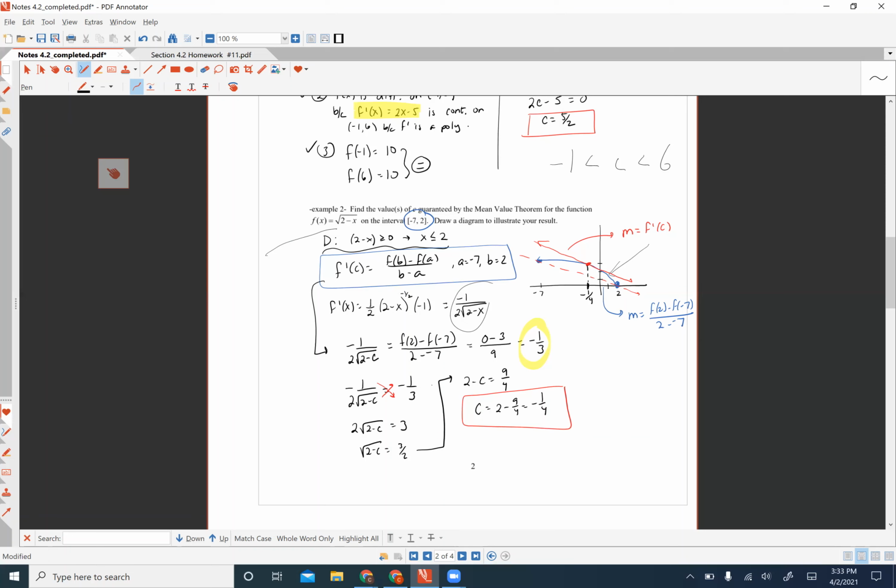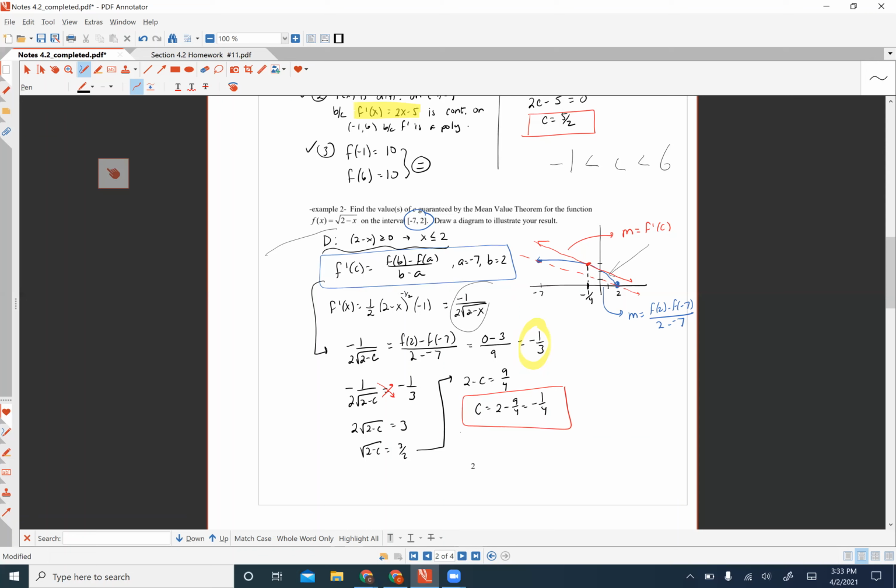So let's find some c such that f prime of c is equal to the average rate of change. We calculate f of 2 minus f of negative 7, over 2 minus negative 7. You plug in 2, the square root of 2 minus 2 is 0. You plug in negative 7, you get the square root of 9, which is 3. So it's 0 minus 3, and 2 minus negative 7 is 9. So the average rate of change is negative 1/3. And you want to find some point c such that f prime of c is negative 1/3.